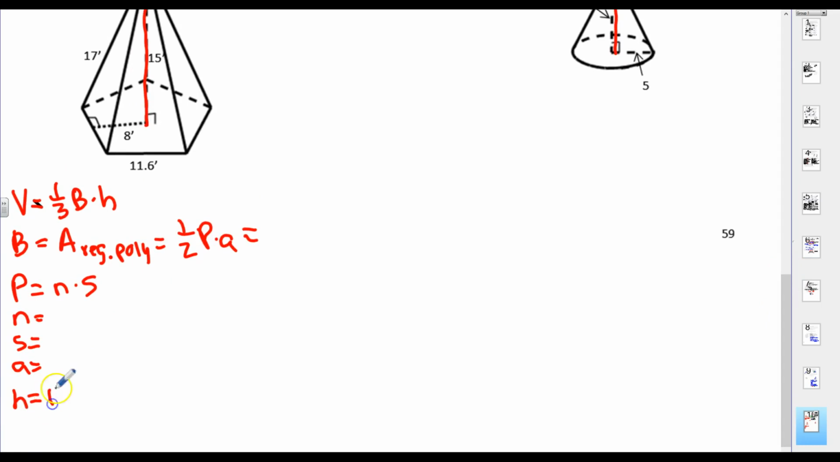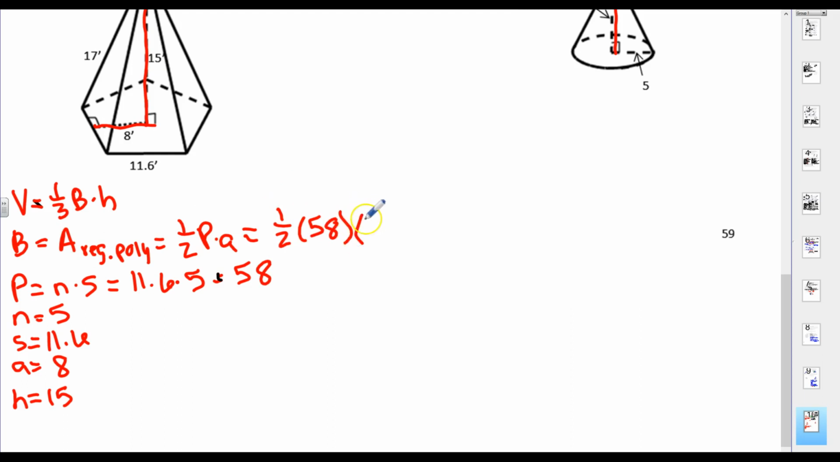Well, the height is 15. The apothem, they tell me here, is 8. Your side length is 11.6. Your number of sides is 5. So this is 11.6 times 5, which actually works out to 58. So when I plug into the area of the base, it's 1/2 of 58 times an apothem of 8, which gets you 232 is the area of your base.